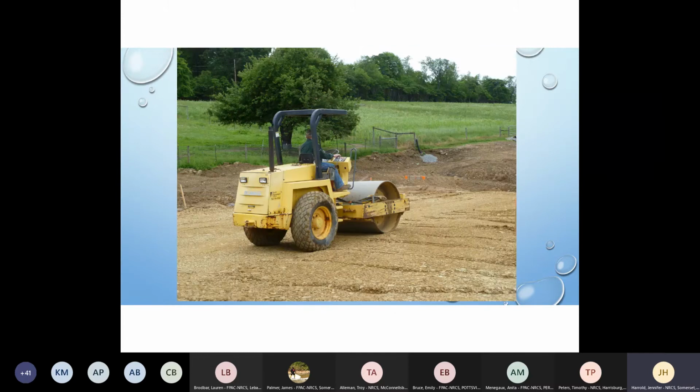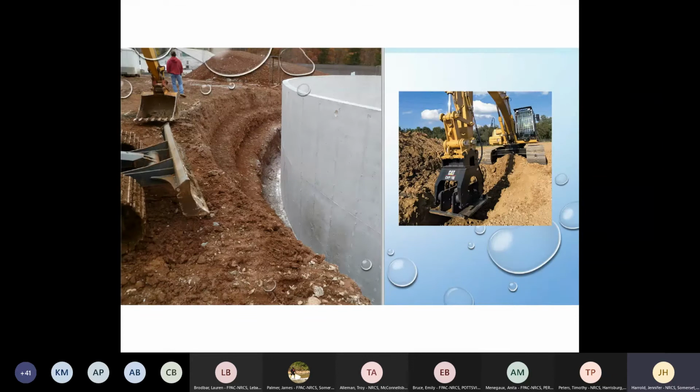Here's a sheep's foot roller or a vibratory roller. A lot of times we have to bring in fill. We have to evaluate that material, roll it in, 6-inch lifts, how many passes. Those are the things that you would see in our engineering designs.